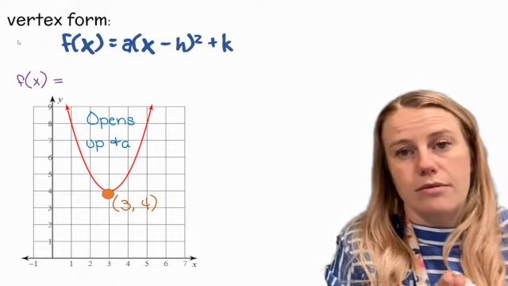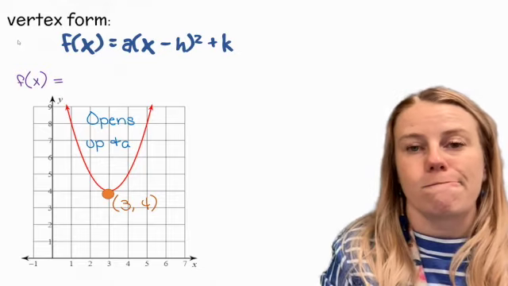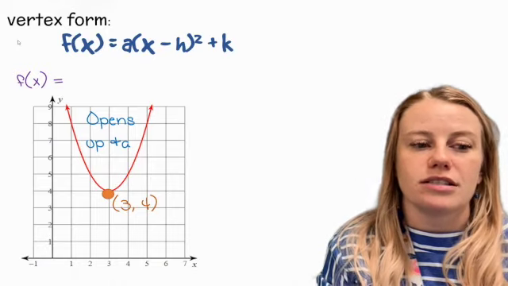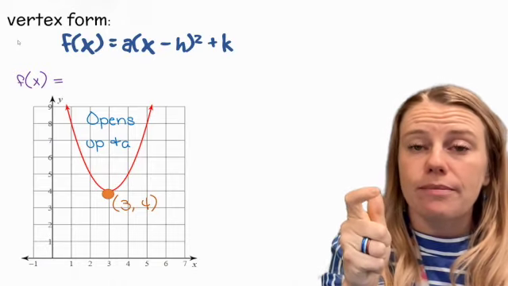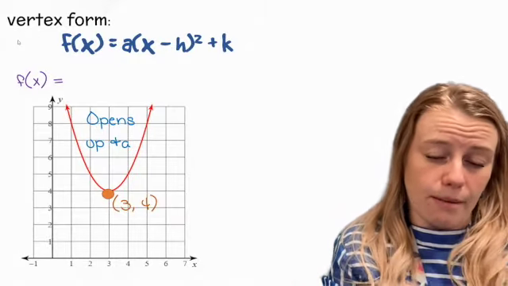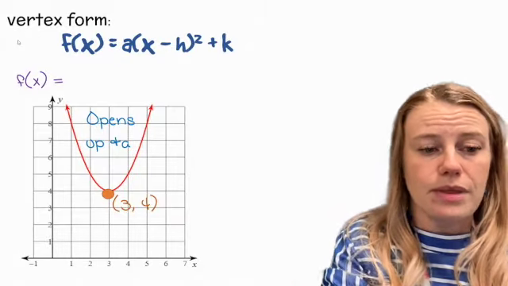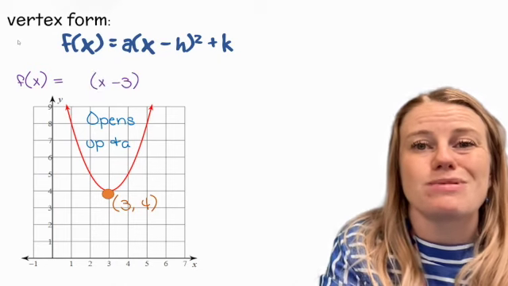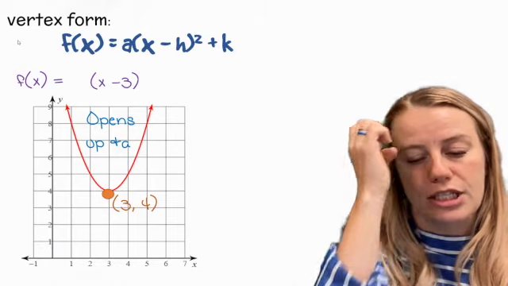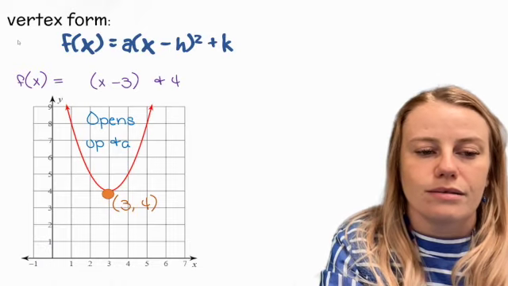You should have noticed from some of your examples the other day, sometimes a is an actual number, but when we're writing from the graph, we're not going to worry about if there's an actual number or not. Okay, so we're just going to have x. Remember, opposite of the x value. So it's +3, so we're going to change it to -3.